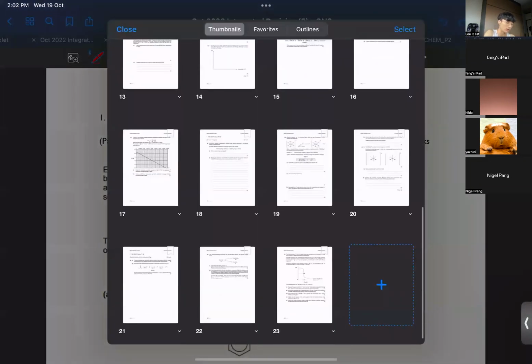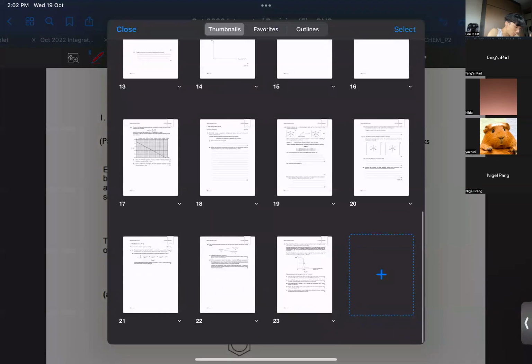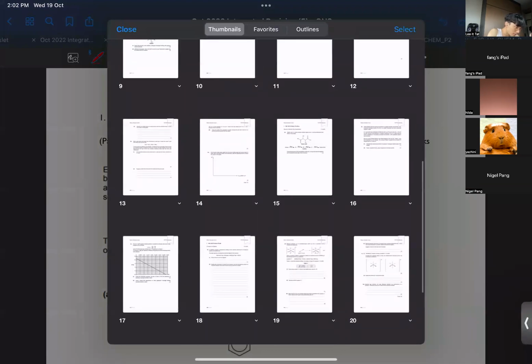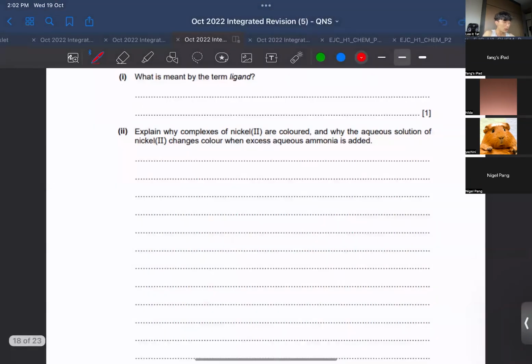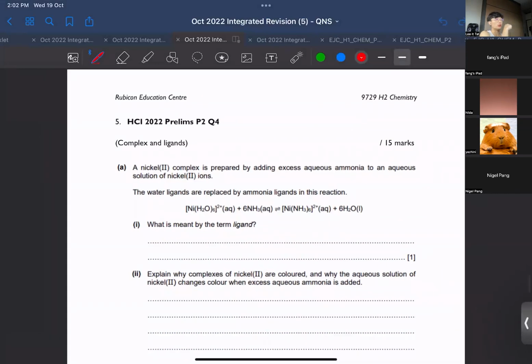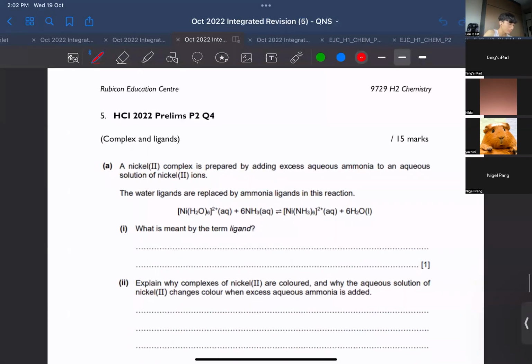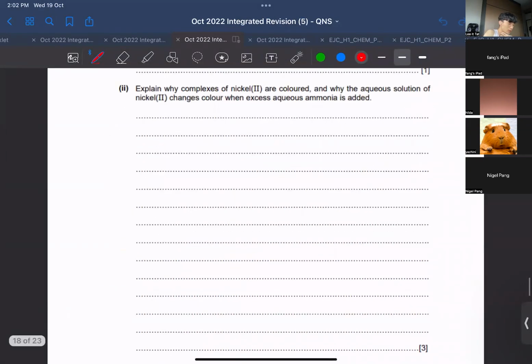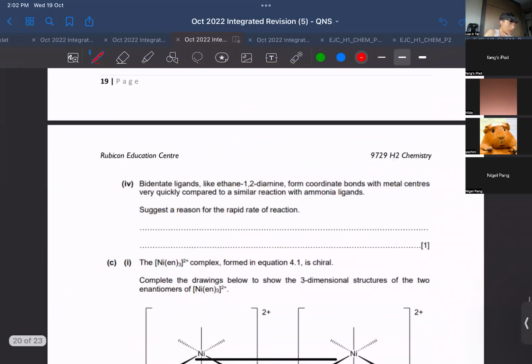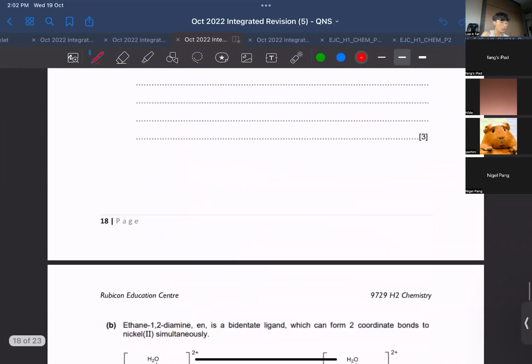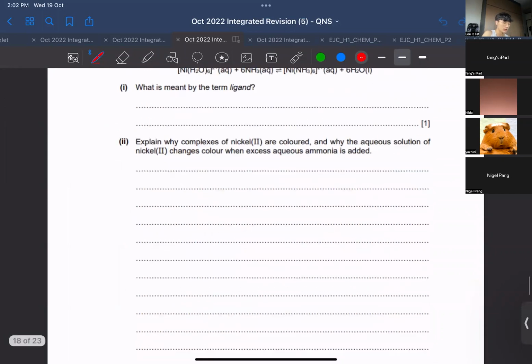Go flip over to question 5. Yeah, this one. We'll be focusing on the 2022 questions only today. So flip over to question 5 and I'll tell you guys what to do. I want you guys to do part A and part B only. We do just this chunk first.